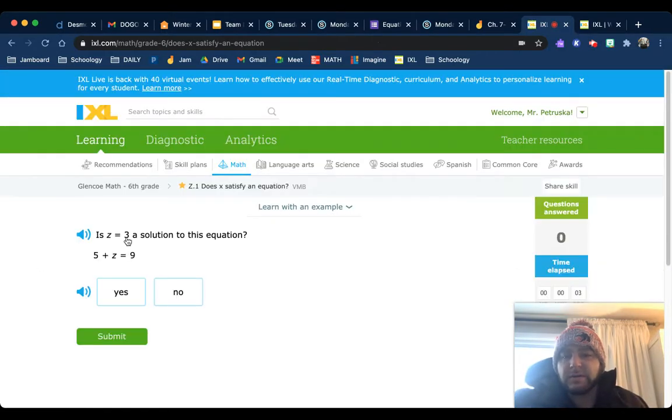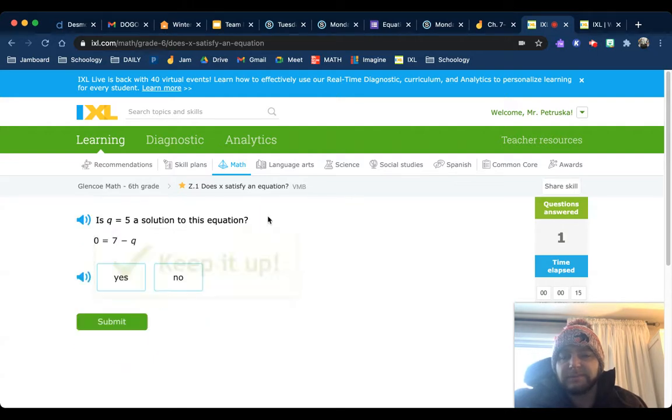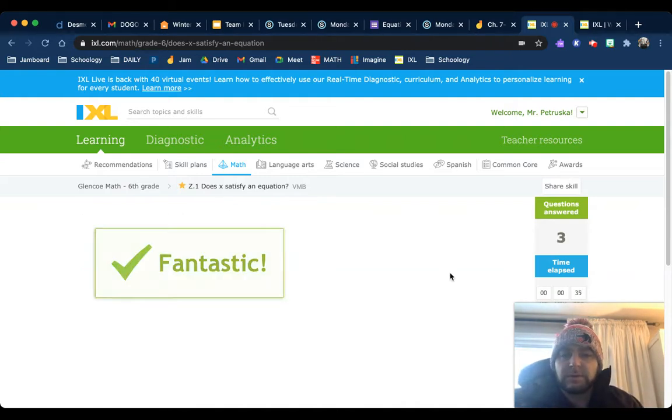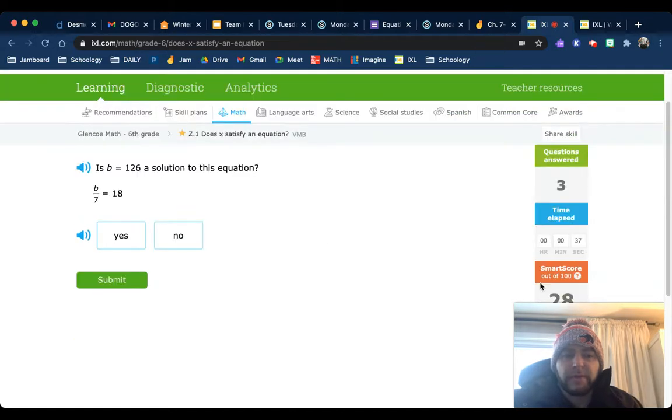So if z is 3, is this equation true? 5 plus 3, does that equal 9? No, 5 plus 3 equals 8, so no, it's not satisfied. Hit submit. Is q equal 5 a solution to this equation? 7 minus 5 would equal 2. That's not 0, so no. Is a equal 11 a solution? Well, 4 plus 11 is 15. That's not 50. No. So I've already gone through this. I'm already up to 30.